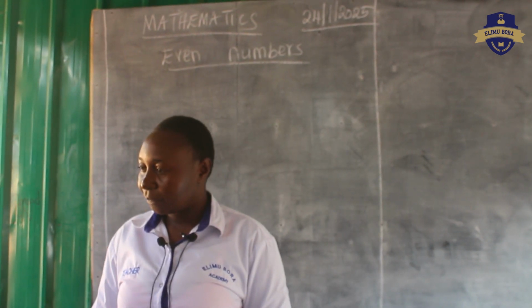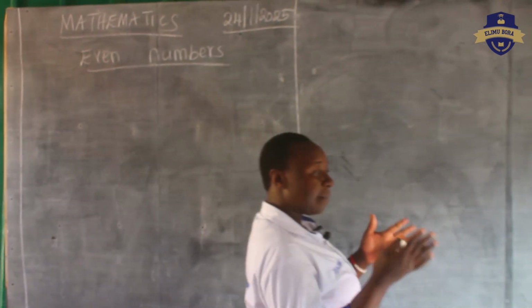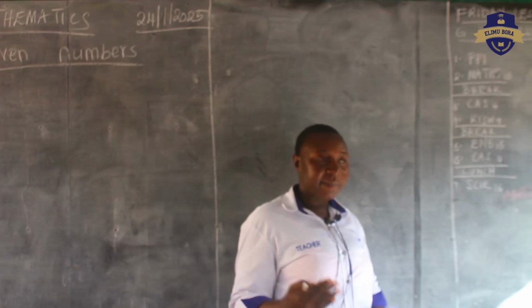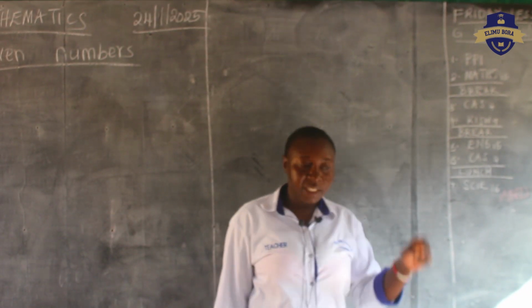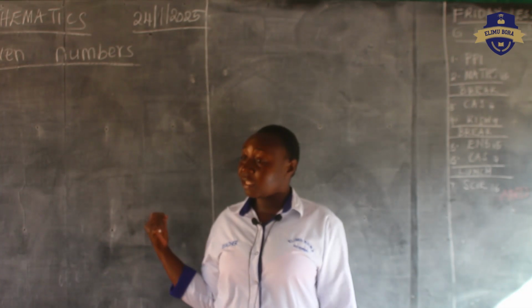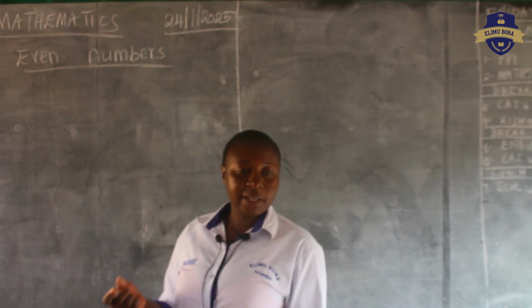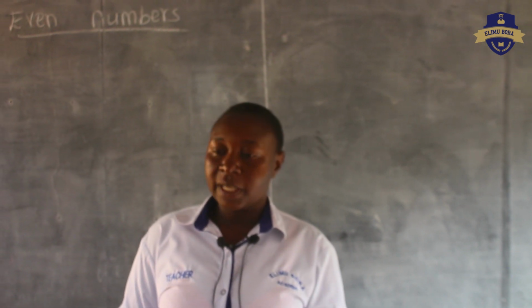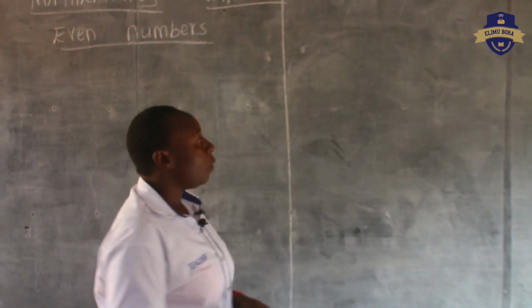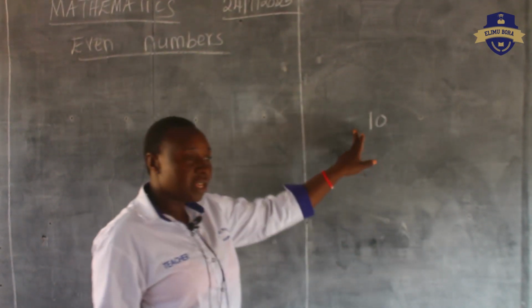So if you have a number, then you divide that number by 2, there is no remainder. It means that number is even. But if you divide that number by 2, then you get a remainder, maybe remainder 1, that number is not even. So for example, when you have a number like 10, which number is this?